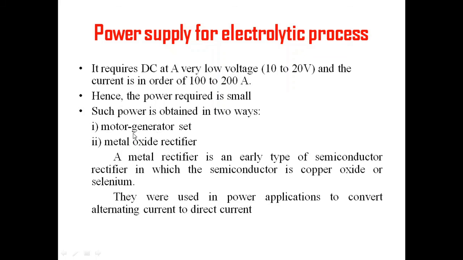A motor generator set takes a big space and its cost is also more. So comparatively, a metal oxide rectifier is the better option. A metal oxide rectifier is a semiconductor rectifier in which copper oxide is used as the semiconductor. It may be copper oxide or selenium, and it is used to convert alternating current to direct current. In the electrolytic process we need direct current, so there is a transformer giving alternating current, and in that transformer we use a metal oxide rectifier so that the alternating current can be converted to direct current. This is the way of the metal oxide rectifier.